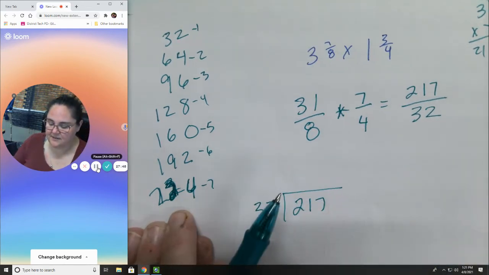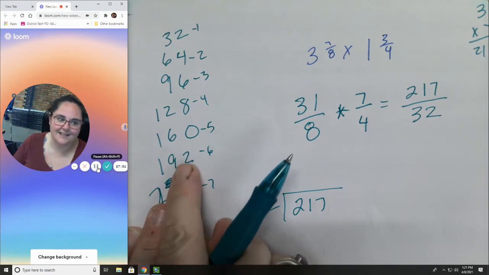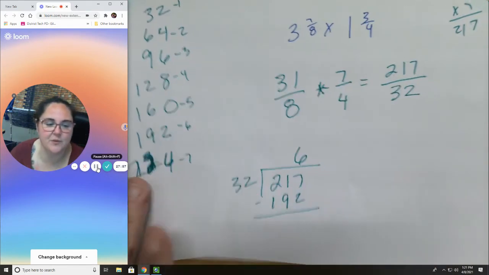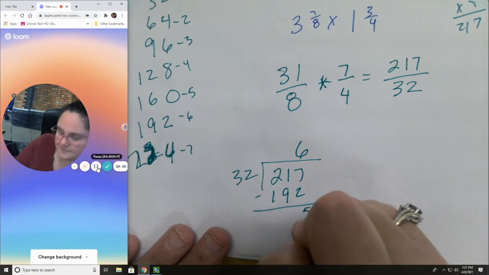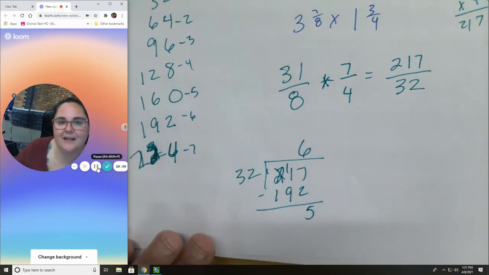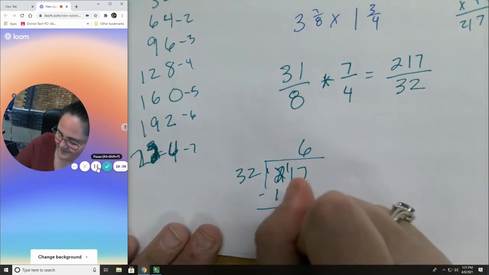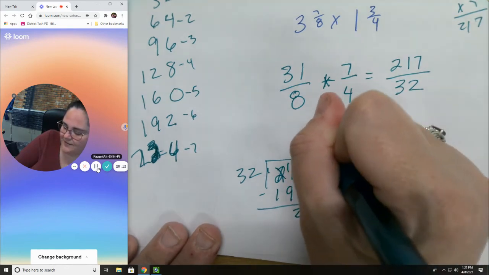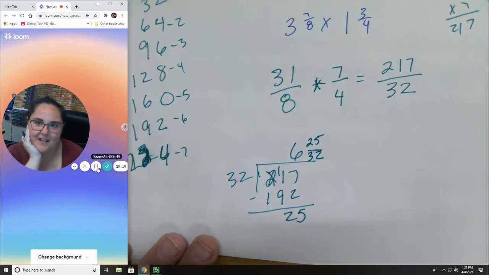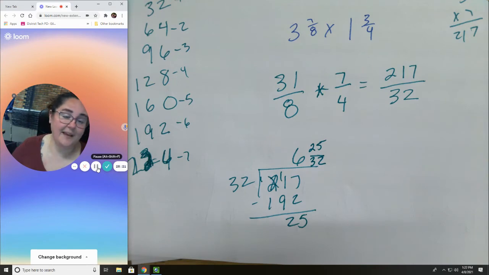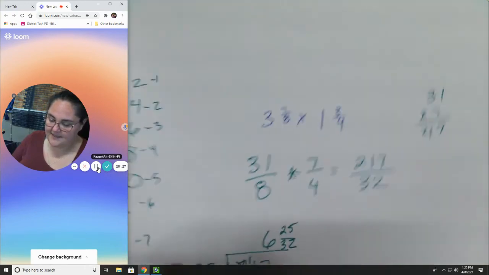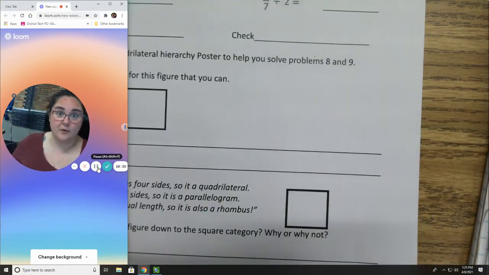32 goes into 217. Can't go in there 7 times. It's got to go in there 6 times. Subtract. What do we get? Well, 7 minus 2. 1 minus 9 you can't do. You got to borrow. 11 minus 9. So my final answer is 6 and 25 over 32. Look at what I did and tell me how you think you did. All right, so if you weren't correct, that is okay. As long as you can find your mistake and find where you went wrong, that's what I look for, right?